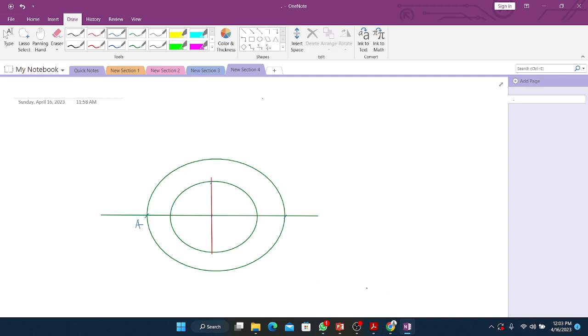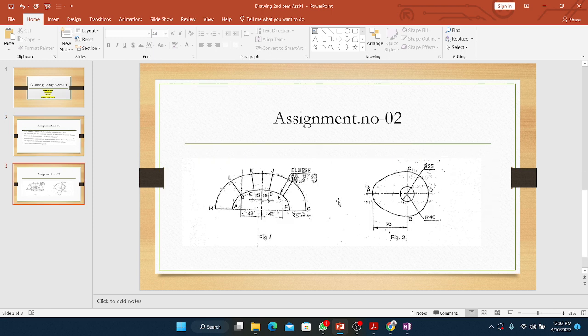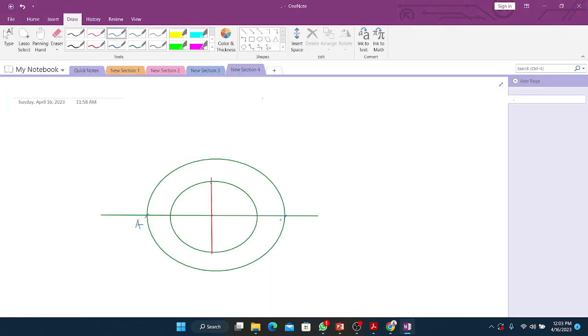In the drawing we have A and F, no? A and F. So especially I am naming this one as Q. This one as O. So OQ is our half minor axis, AF is our major axis. So to draw this one by using the concentric circle method, you know how to draw that one.